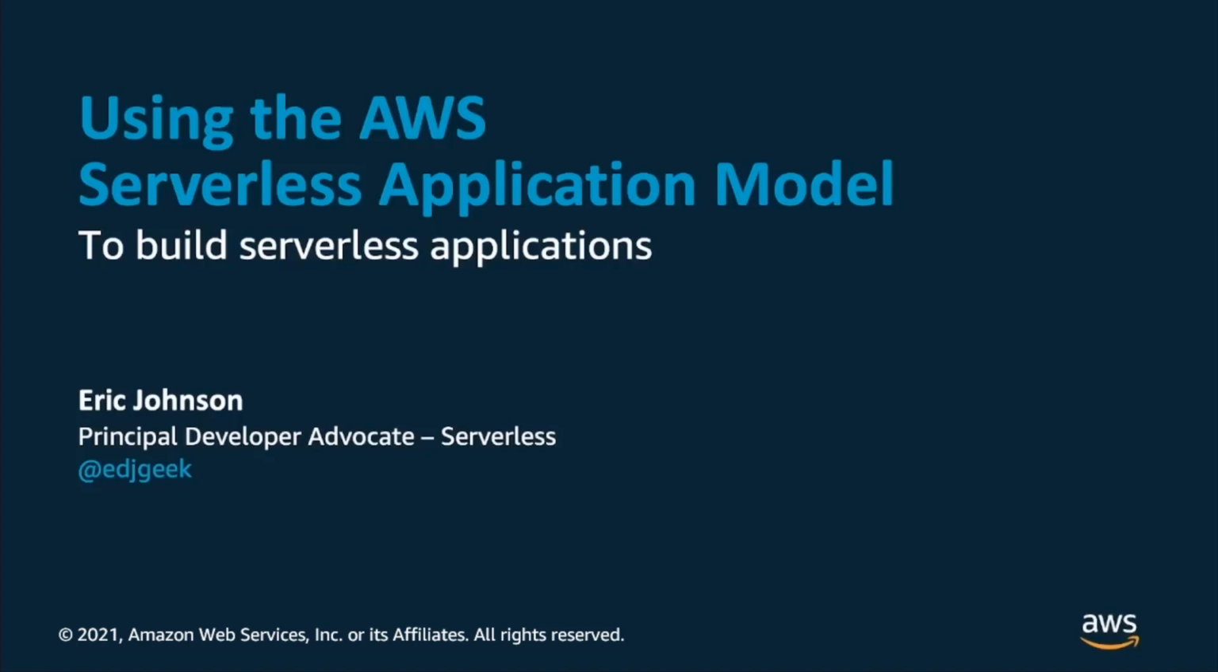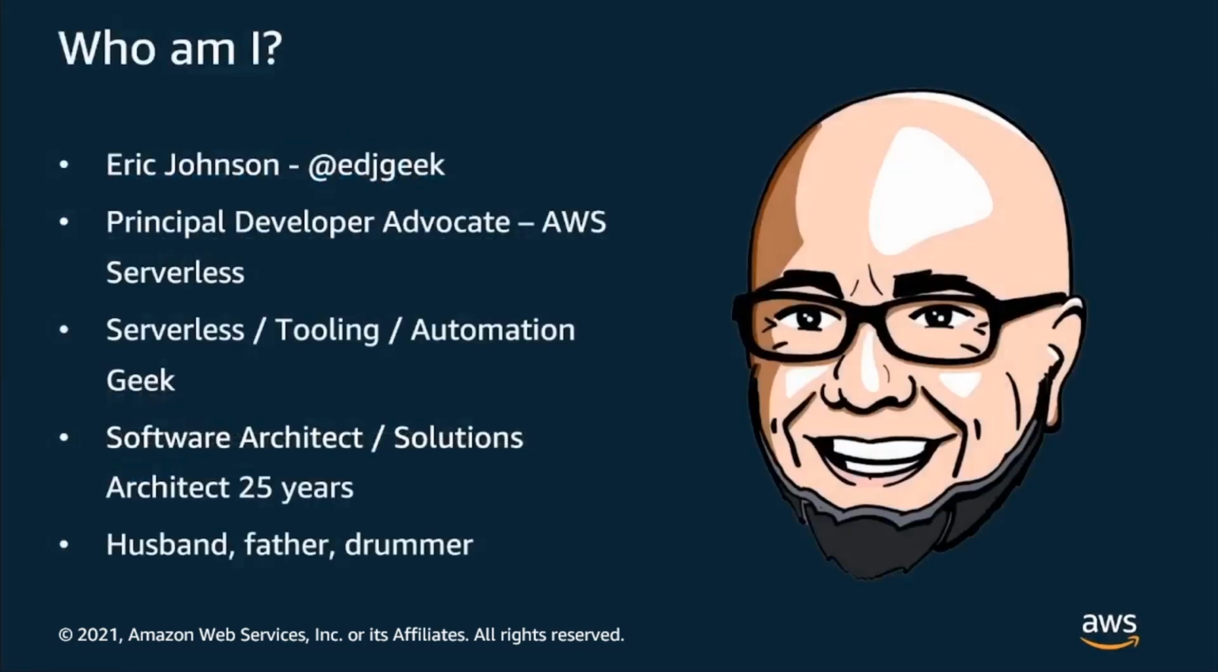My name is Eric Johnson. So who am I? Well, like I said, my name is Eric Johnson. This roughly looks like me. You can find me on Twitter at EDJGeek. Feel free to ask me any questions. I try to help as much as I can. I'm a principal developer advocate for AWS Serverless here at AWS. I am a serverless tooling automation geek. I've been doing it for a long time and I love it.